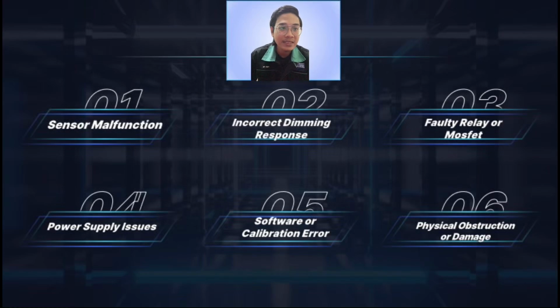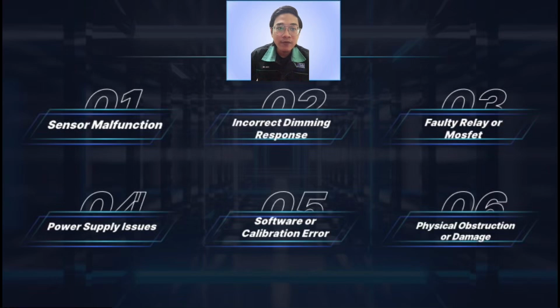Next problem is power supply issue. Issue: unstable power causes erratic dimming. How to fix? Check wiring, test battery and alternator, and secure the grounding point.